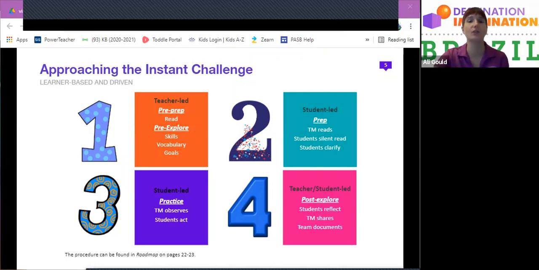But now you're going to take time to break down their process and do a reflection. So you're going to do this post-explore space. The students need to reflect, and there's a series of questions that you always want to ask.